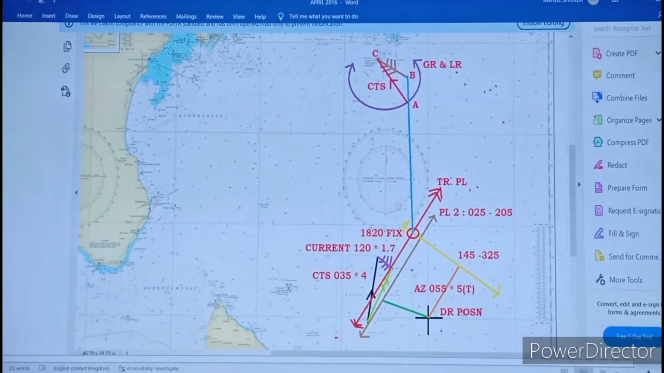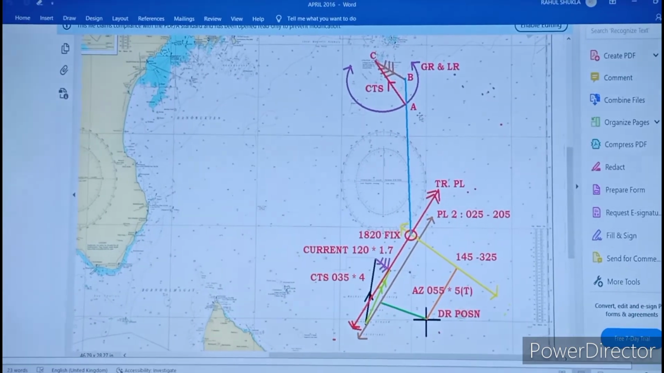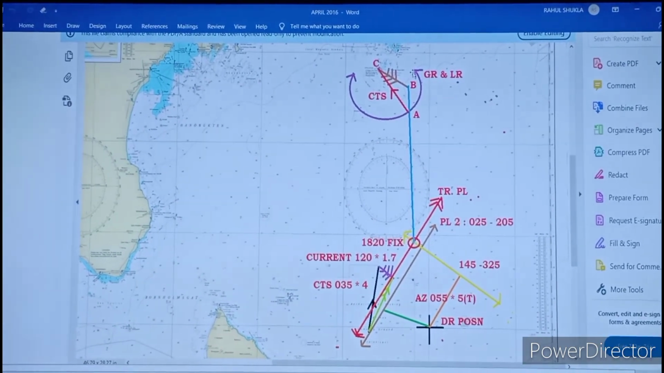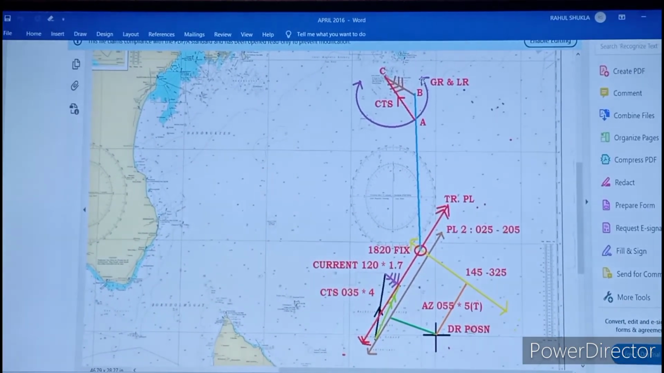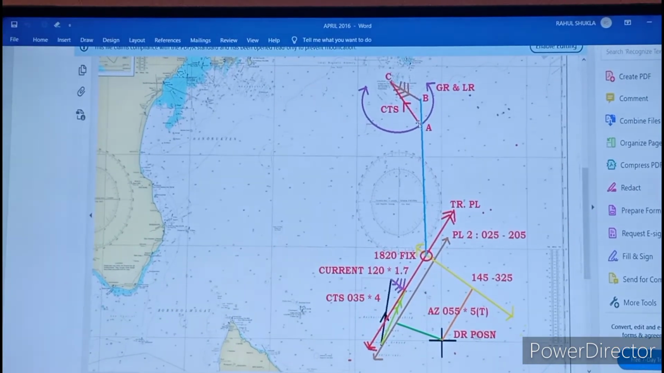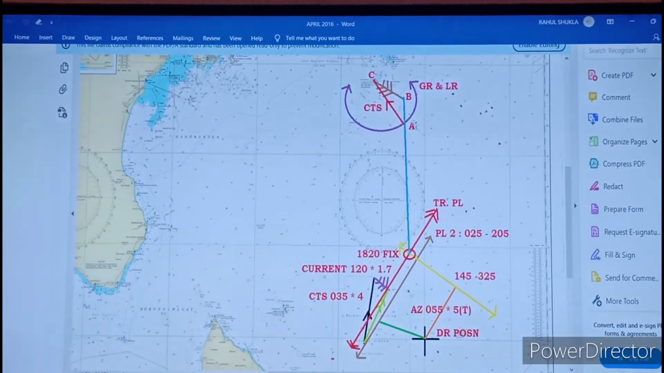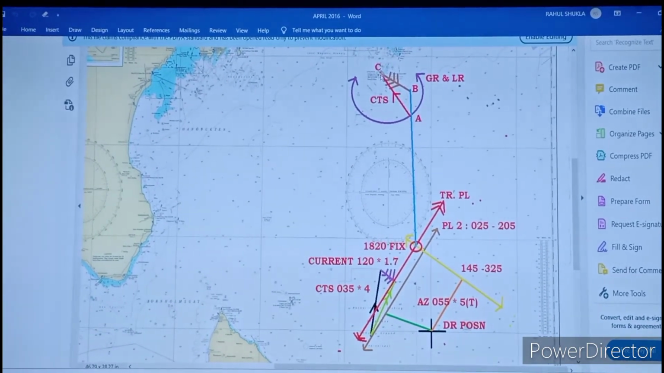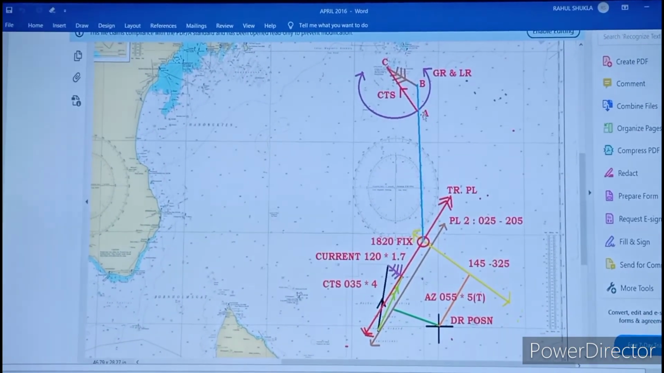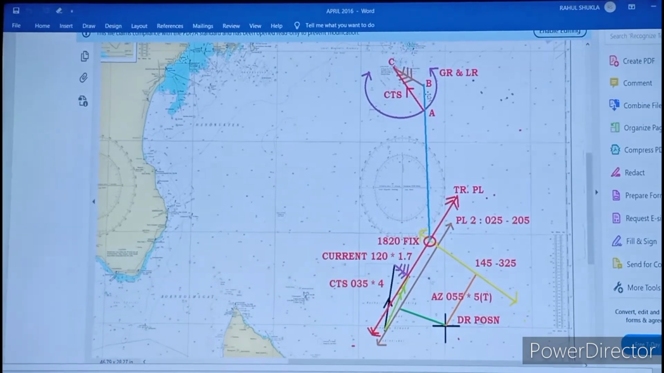On this blue line, where it cuts the position circle, from there you draw one line which will meet C, the center of the lighthouse. So AC is your CTS, BC is your current, and AB is your course made good and speed made good for 1 hour. So hope you understand this question.